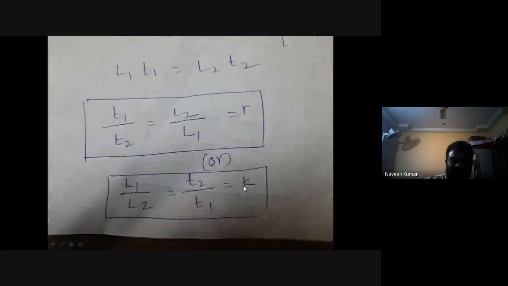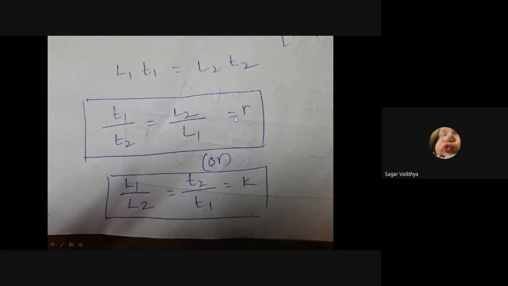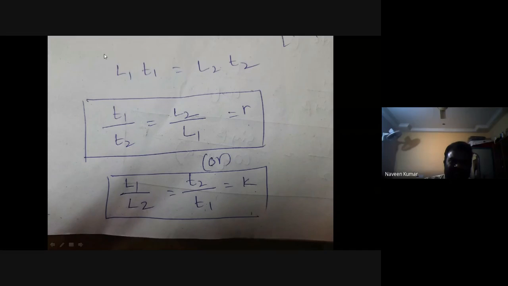L1 T1 is equal to L2 T2. So how can we write this? T1 sends T2 to this side and L1 to this side. So T1 by T2 is equal to L2 by L1. What is T1 by T2? Small r. Small r. Then how can we write this?